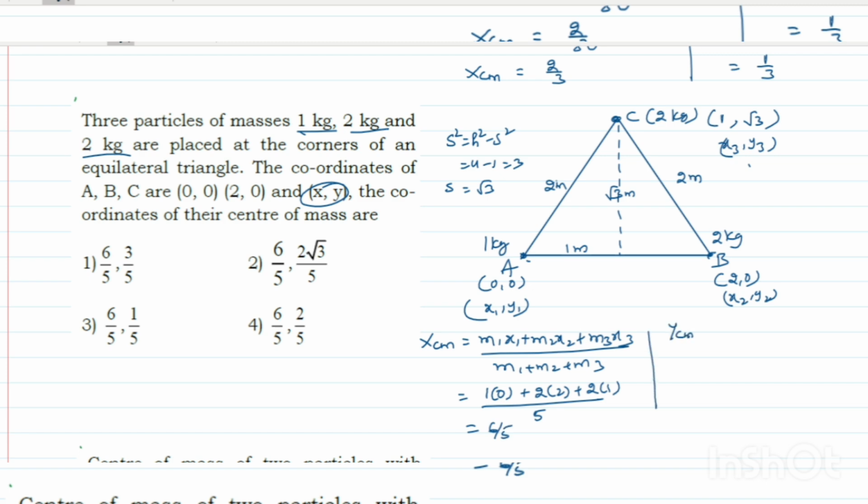In the same scenario, YCM is M1 Y1 plus M2 Y2 plus M3 Y3 by M1 plus M2 plus M3, which is nothing but 1 into 0 plus 2 into 0 plus 2 into root 3. All the y1, y2, y3 values you have to substitute, students, by total mass 5. Together when you are simplifying this, we will be getting 2 root 3 by 5. So 6 by 5 and 2 root 3 by 5 are the correct answer coordinates.